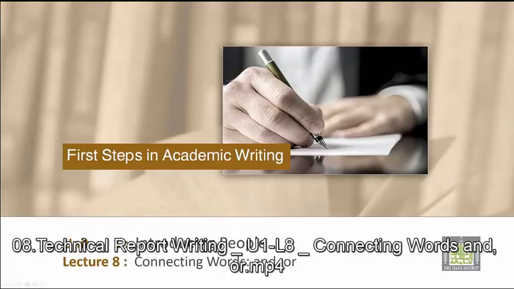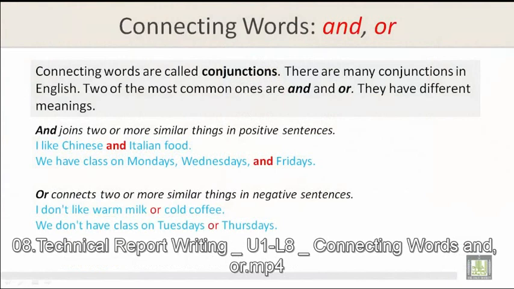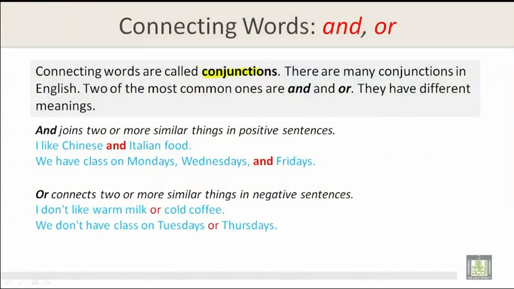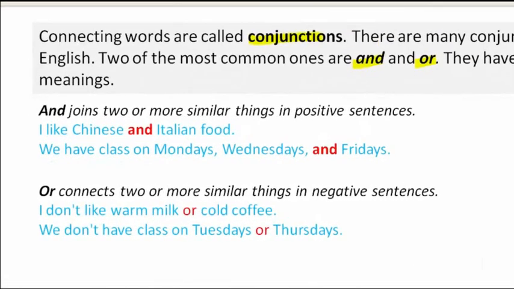Connecting words: and, or. Connecting words are called conjunctions. There are many conjunctions in English. Two of the most common ones are and, or. They have different meanings. And joins two or more similar things in positive sentences. I like Chinese and Italian food. We have class on Mondays, Wednesdays, and Fridays. And, in both of these examples, joins two or more similar things in positive sentences.